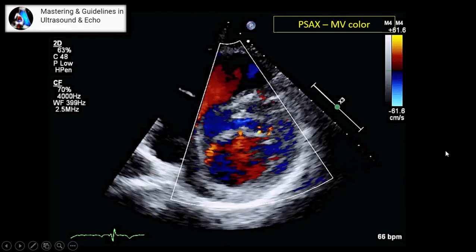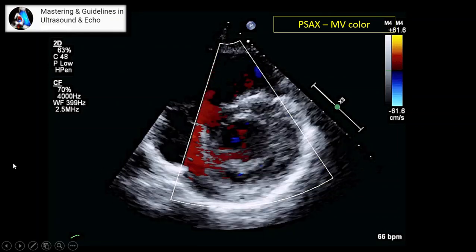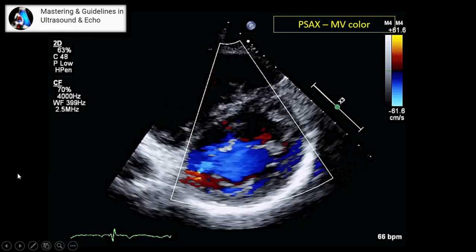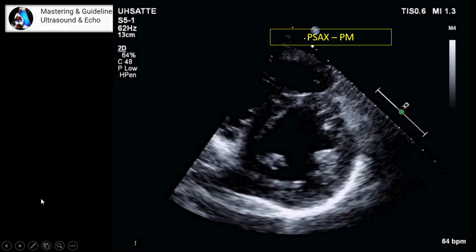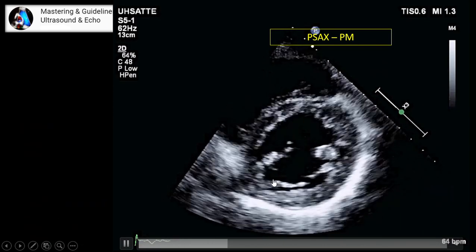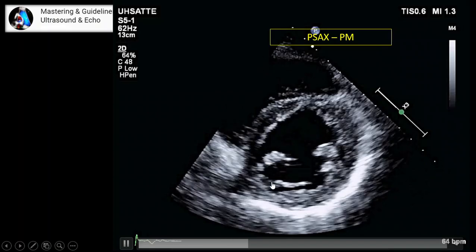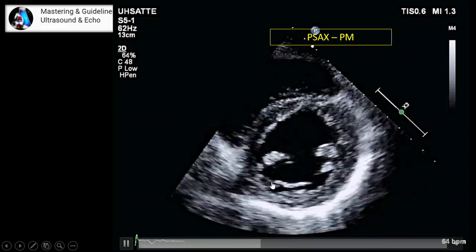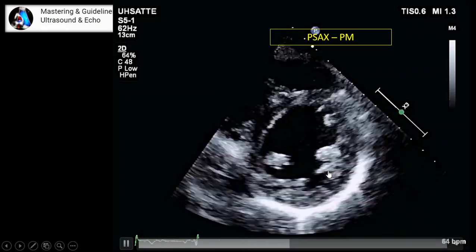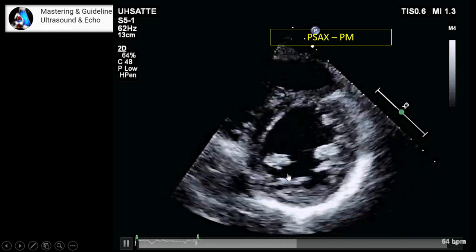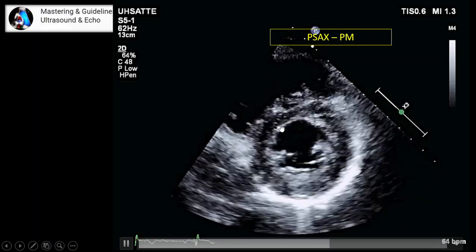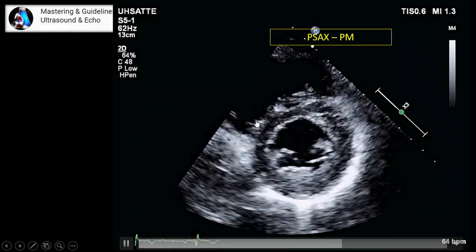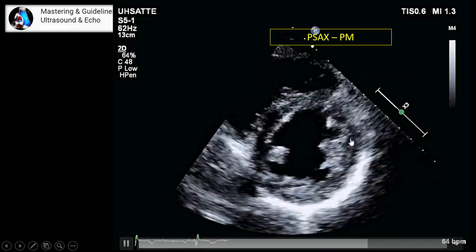So we catch it and show it. After the mitral valve level, we go for the papillary muscle level. Again, there is the same concept and principle. The left ventricle should be a circular shape. If there is any wall motion abnormality, of course, you will see the walls are moving, but the shape should be circular.